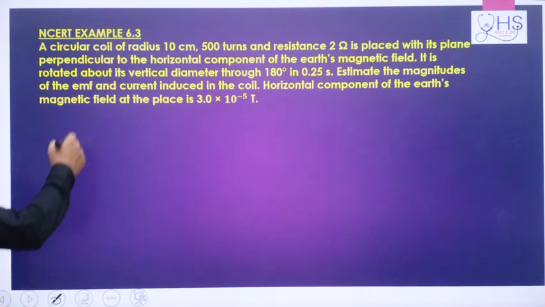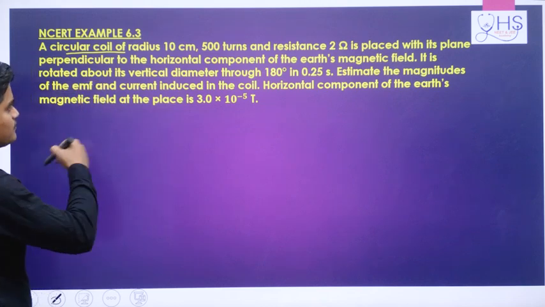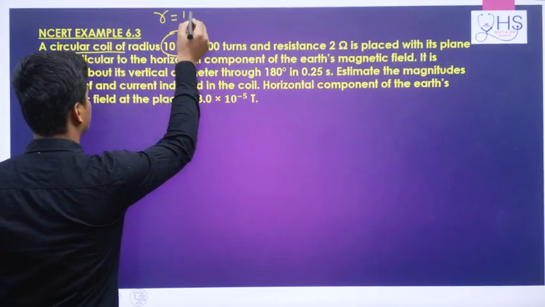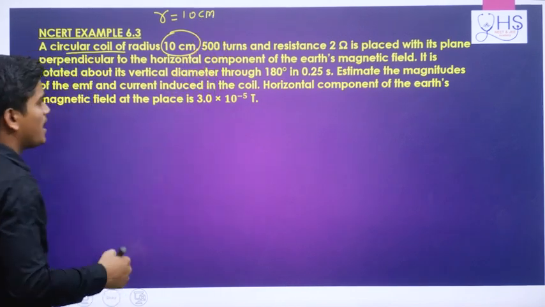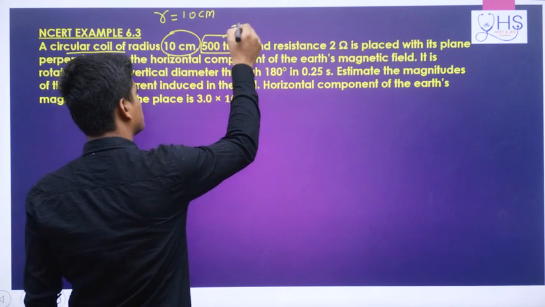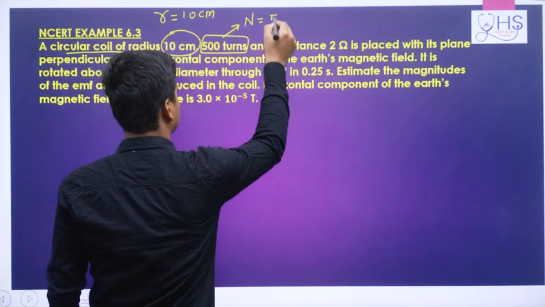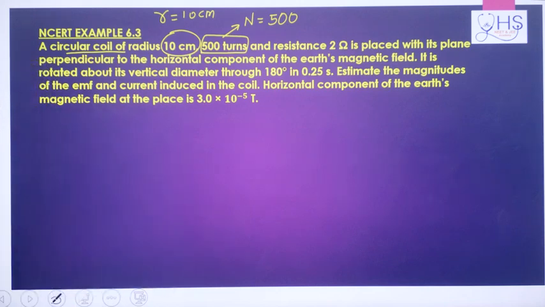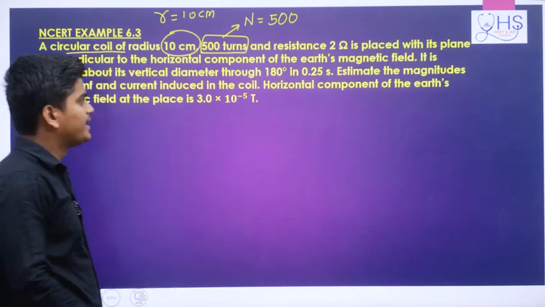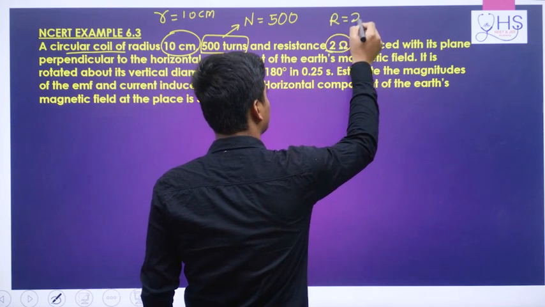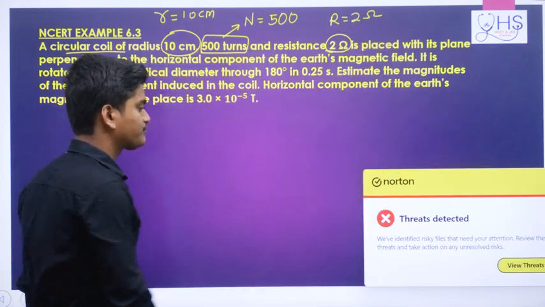Next we'll see example 6.3. Here one circular coil is there, radius 10 centimeter. So the radius is given as 10 centimeter, and it has 500 turns. So the number of turns in the coil, capital N, is 500, and the resistance of the coil is 2 ohm.